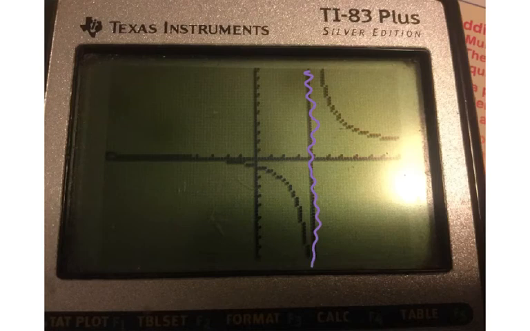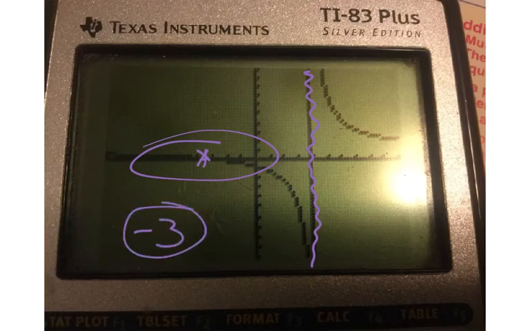You don't see that. So I see that somewhere in here, my graph is probably crossing the x-axis because I see the pixels start to go above the x-axis. So go to your intersect function and move the cursor till it's over here somewhere, and then hit enter 3 times. And it'll tell you that x equals negative 3, which is the solution that we found. Remember, when we did it algebraically, we got 2 solutions. We got 0 and negative 3.